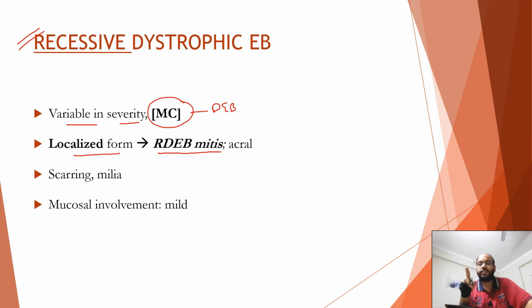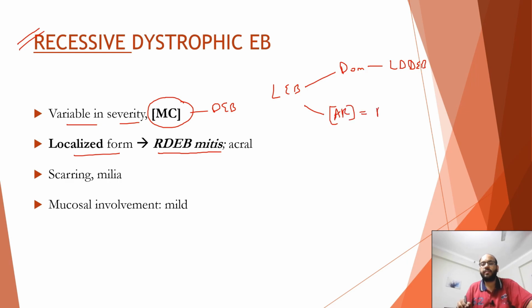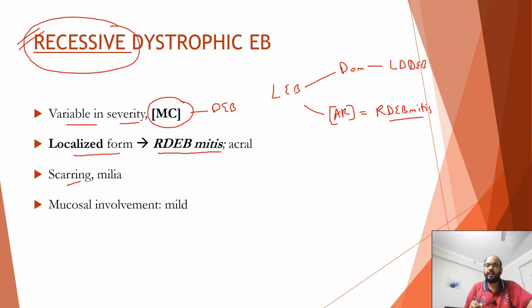As I've told you, all subtypes of dystrophic EB can have autosomal dominant and autosomal recessive inheritance. If it is autosomal dominant, let's say you have localized EB. Localized EB dominantly inherited is localized dominant dystrophic EB. Localized EB recessively inherited is known as recessive dystrophic EB mitis. So don't get confused into this. It's the recessive form which is known as mitis. Scarring and milia are again present. Mucosal involvement is mild.